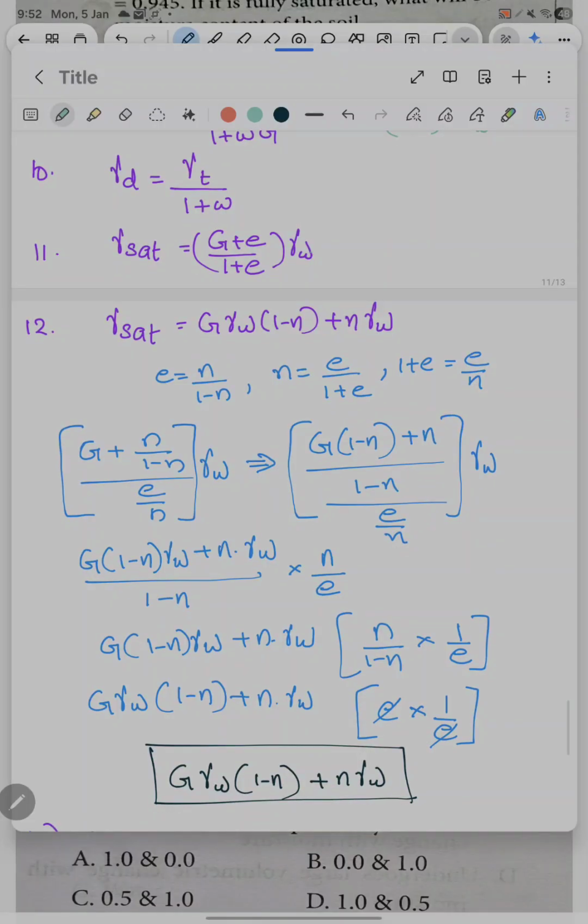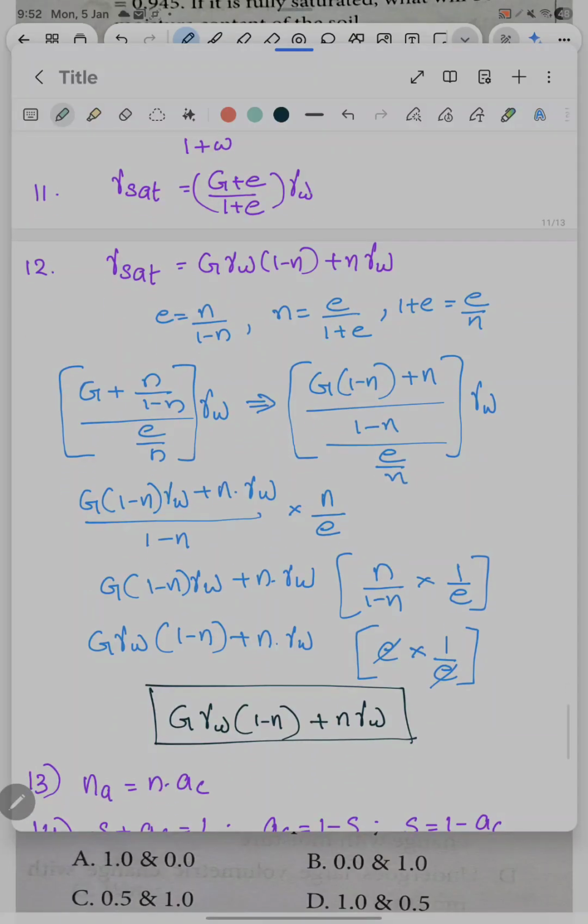Gamma saturated is equal to G gamma W into 1 minus N plus N gamma W. This is the simple derivation. Here, for 1 plus E, we can use E is equal to N by 1 minus N. We know the equation E is equal to N by 1 minus N, and we can know E is equal to E by 1 plus E. We studied these two equations, and we can write 1 plus E is equal to E by N, 1 plus E by N.